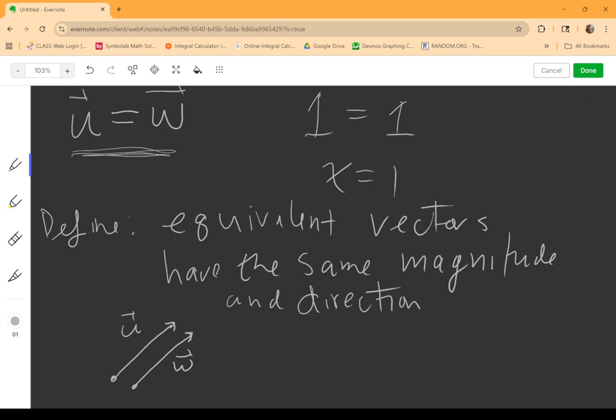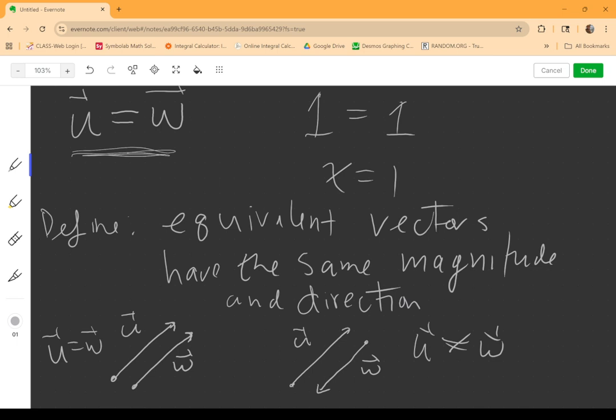This will not be true here. Let's say, for instance, here u and w. Even though they have the same magnitude, the direction is in the opposite manner. So here, u does not equal vector w. Here, u does equal w. So both of those qualities have to be true: the same magnitude and the same direction.